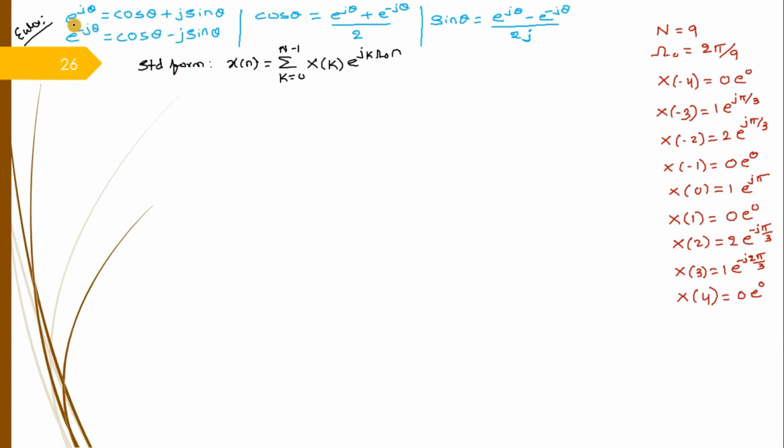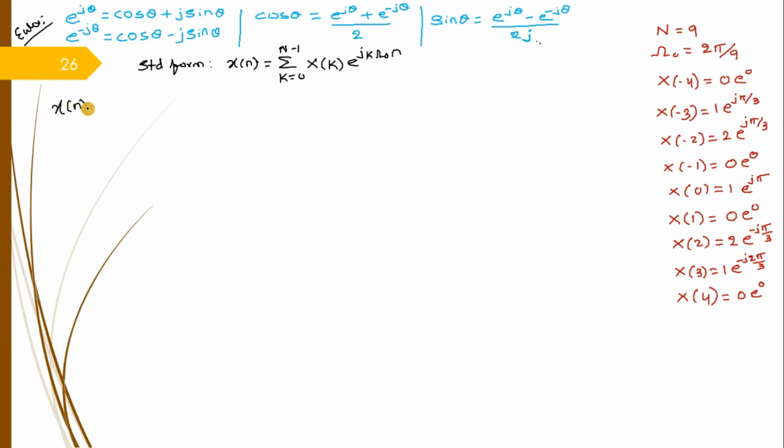Similarly, if you subtract e raised to j theta minus e raised to minus j theta, this cancels. Here what happens? j sin theta minus of minus means plus, so 2j sin theta happens. That 2j, if I take it to the denominator, you will get it in this manner. This is what we were doing till now. Why did I take it again? Because it is useful here also. Standard form also I have written for x of n. Now we will proceed with the answer, with the values.